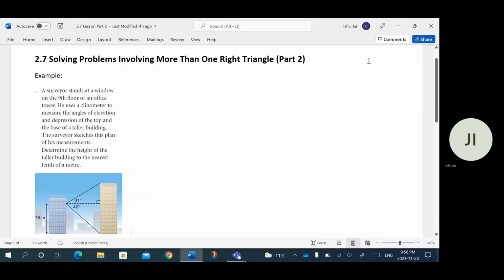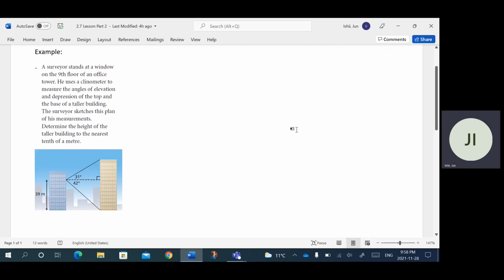Okay, so in this lesson, it's pretty much a continuation of the previous one, where we're solving problems involving more than one right triangle. So this one here is kind of a word problem, but we should be able to solve this. All right, so I'm just going to read this out.